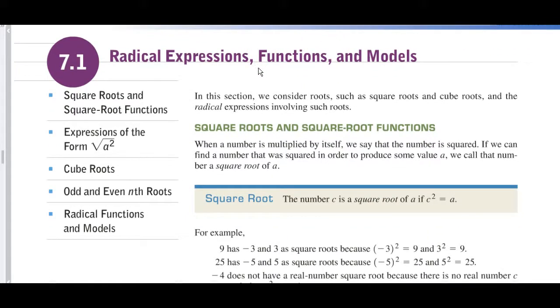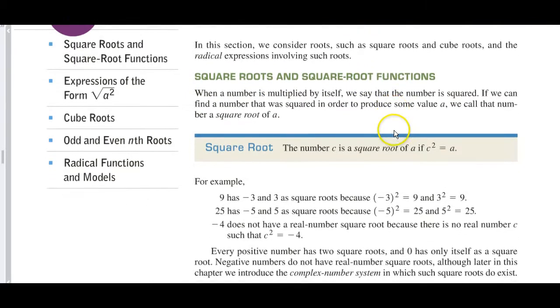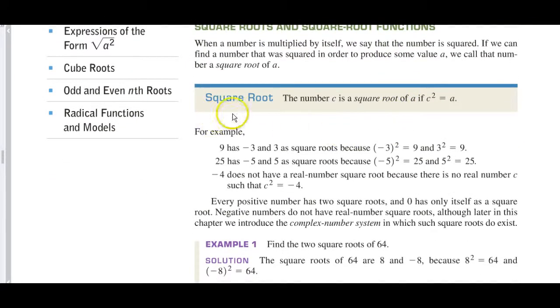So, topic 7.1. Radical expressions, functions, and models. And we'll be going over all of this. Square roots and square root functions. Now, the number c is a square root of a if c squared equals a. And you'll see some examples of it right now.